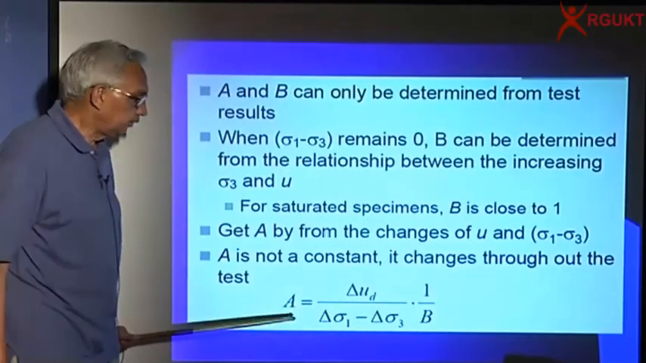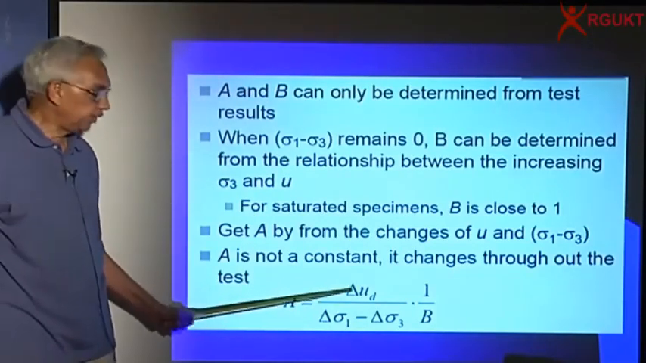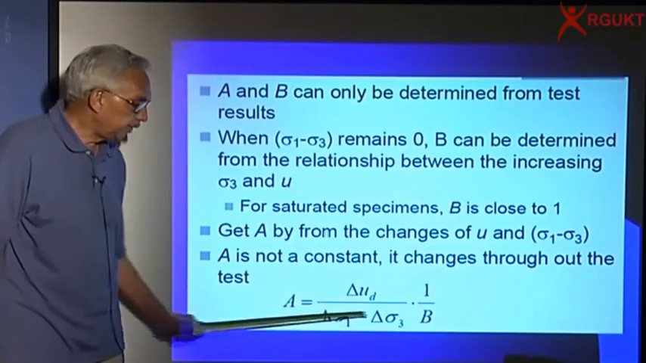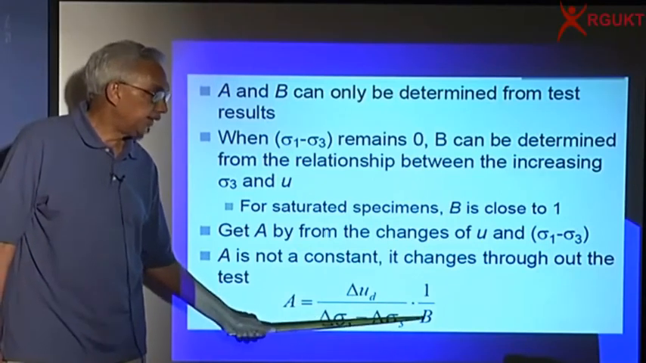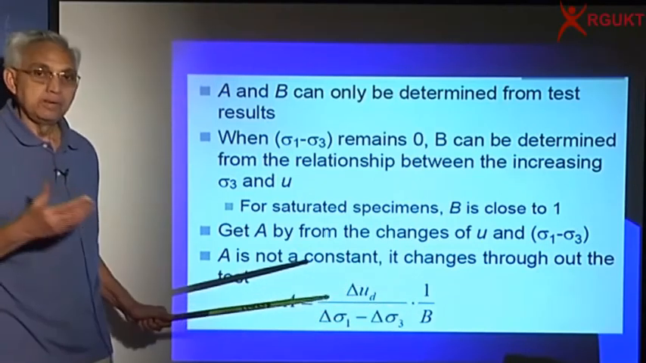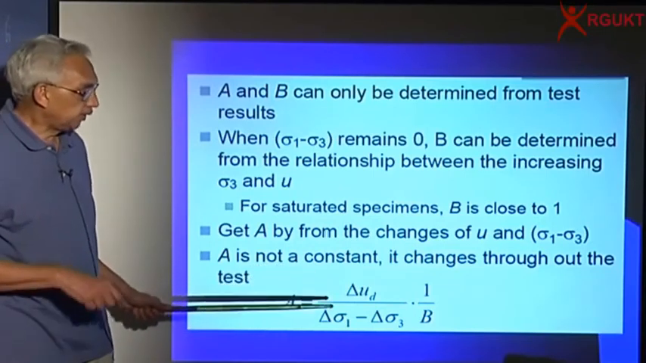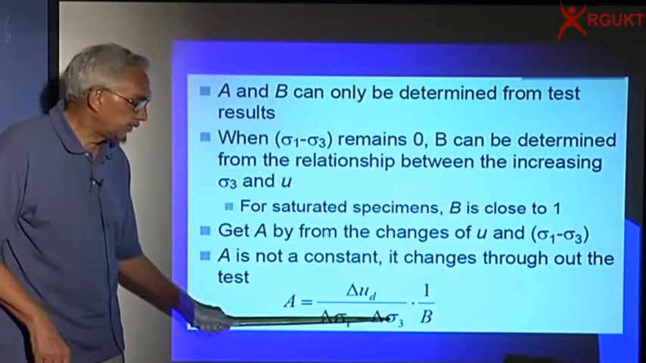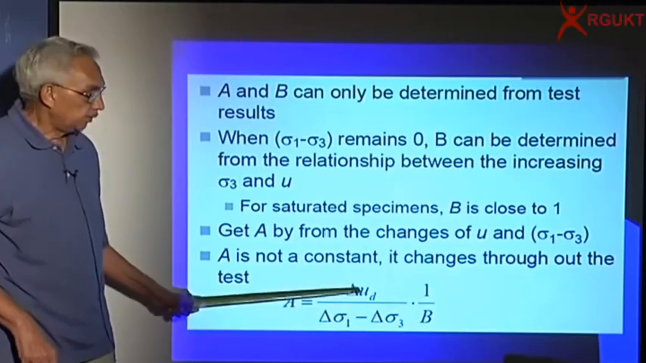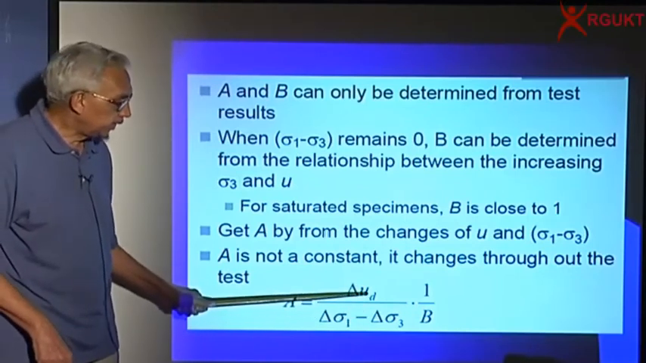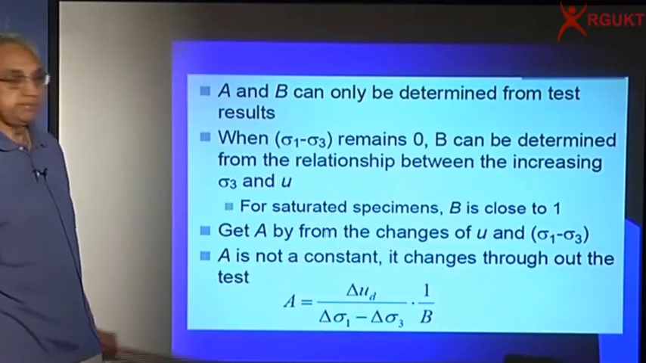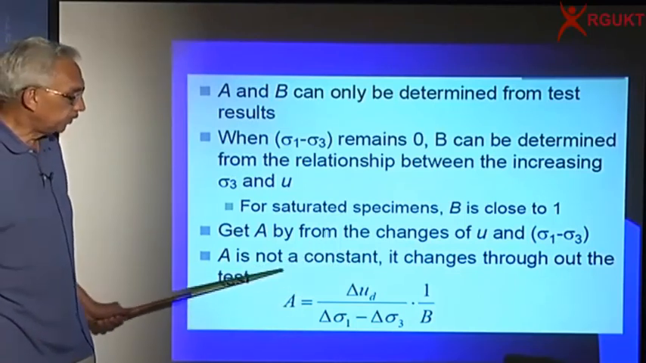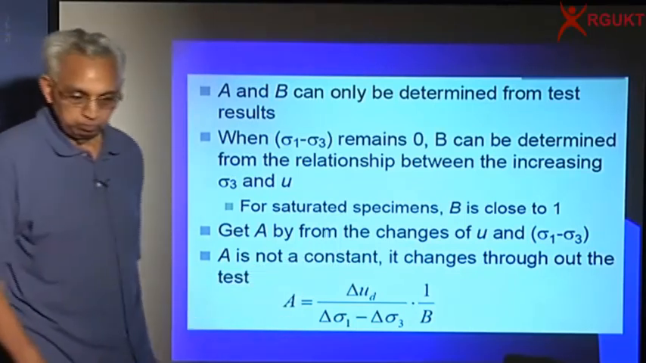A is found from the pore pressure due to deviatoric stress divided by the deviatoric stress and by B, because we have said that it is B times delta sigma 3 plus A times this term. So B times delta sigma 1 minus delta sigma 3 is in the denominator, and this is the pore pressure due to deviatoric stress. That is how we try to determine A.